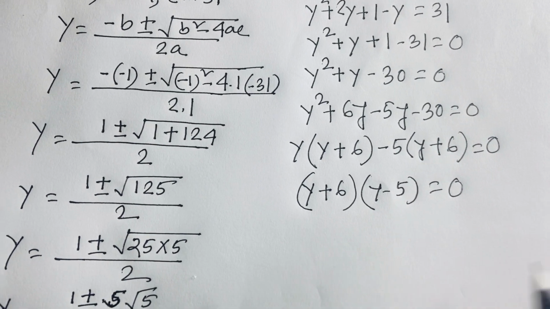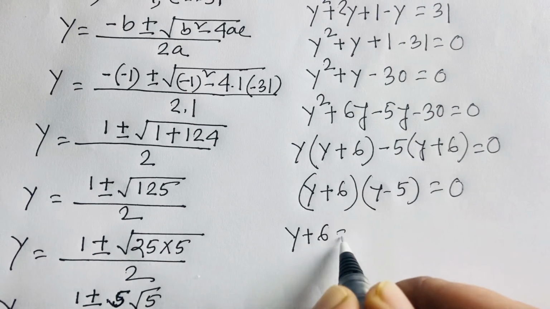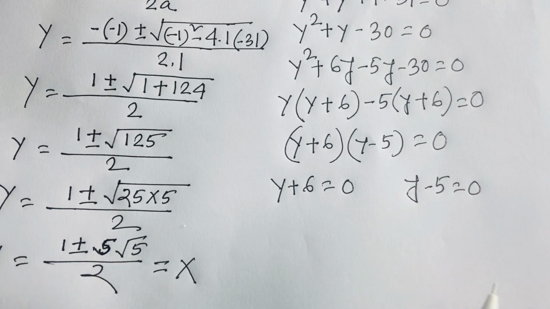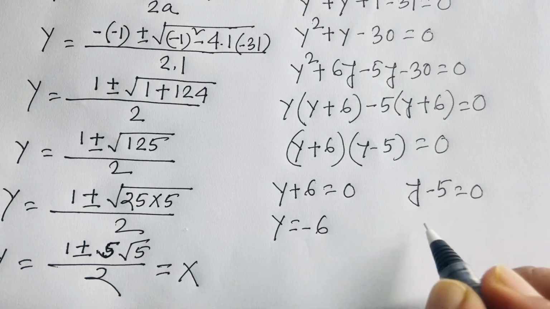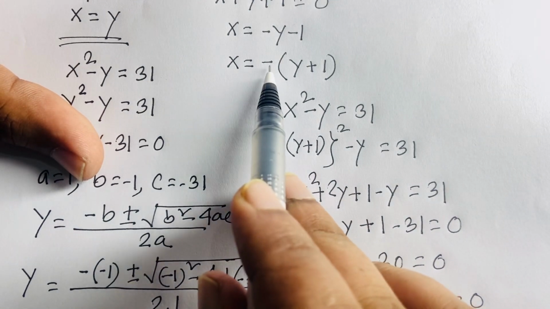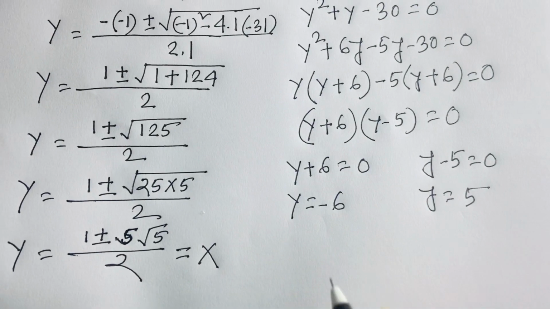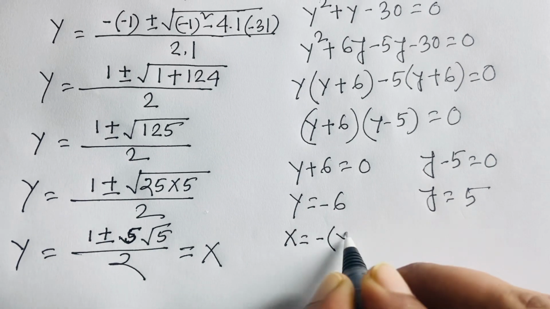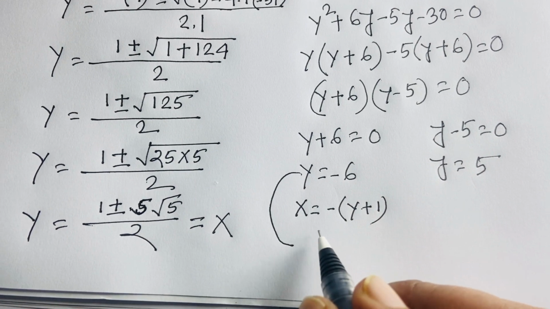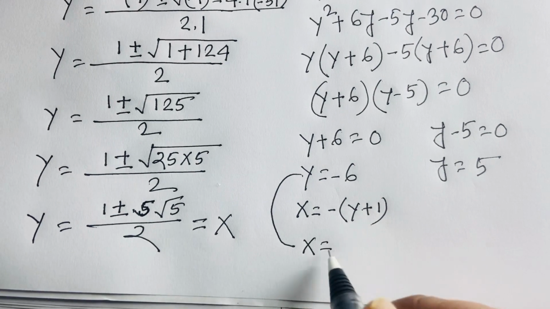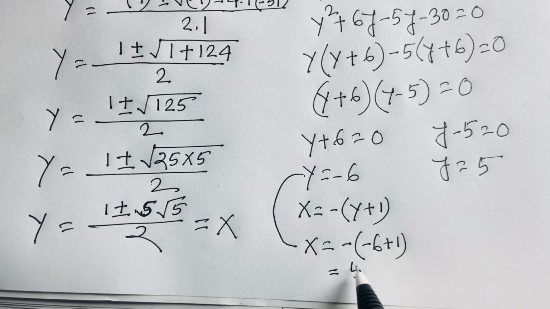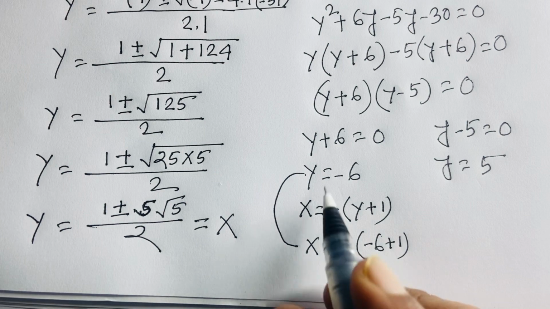Then we'll find out here are two cases. Our first case is y plus 6 is equal to 0, and the other case is y minus 5 is equal to 0. Then y is equal to minus 6, and y is equal to 5. But remember that x is equal to minus (y plus 1), so x is equal to minus (y plus 1). But in this case, when y is equal to minus 6, x is equal to minus (minus 6 plus 1), so it will be minus of minus 5, and minus minus will be plus 5. So when x is equal to 5, this time y is equal to minus 6.